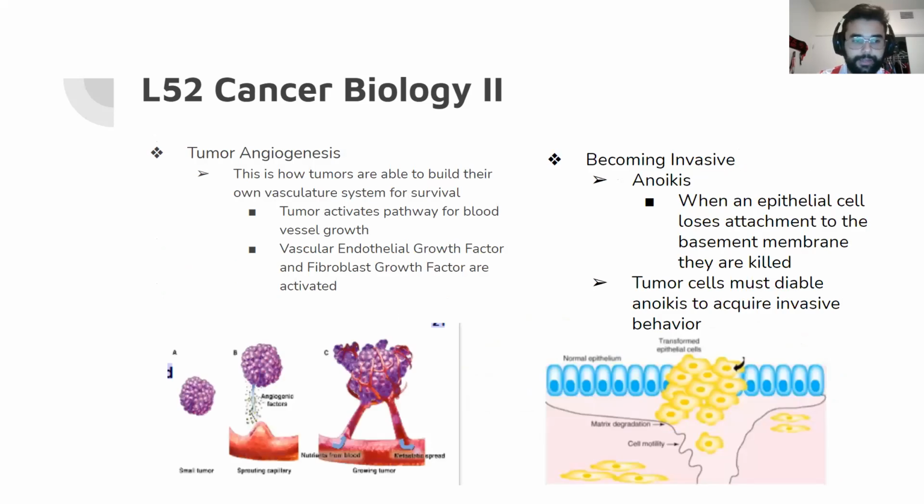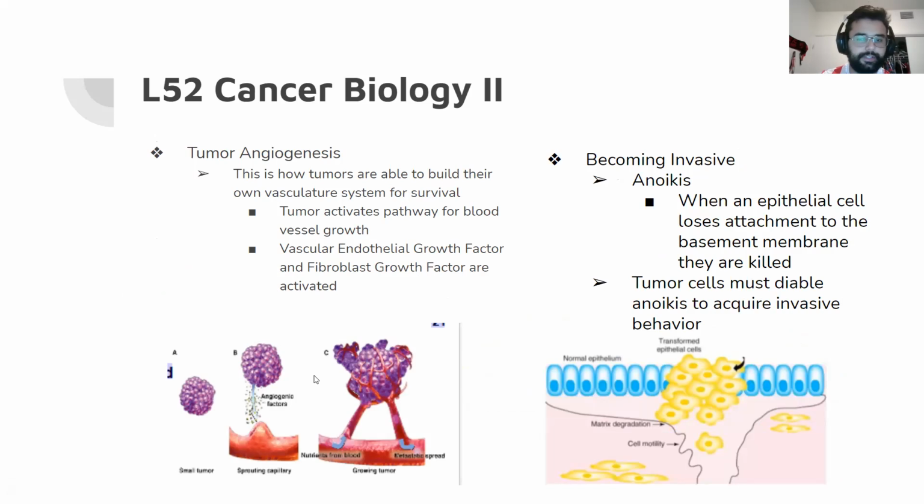So finally, for my last slide here, tumor angiogenesis is how our tumors are able to build their own vasculature system for survival. Tumors activate pathways for blood vessels to grow, and they usually involve vascular endothelial growth factor, or VEGF, and fibroblast growth factors, which cause blood vessels to surround the tumor and allow the tumor to survive. And how does the tumor become invasive?